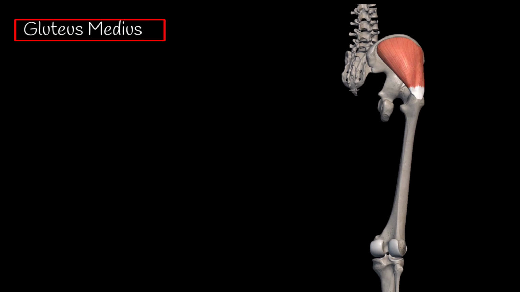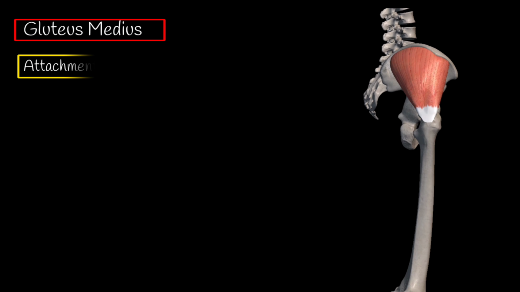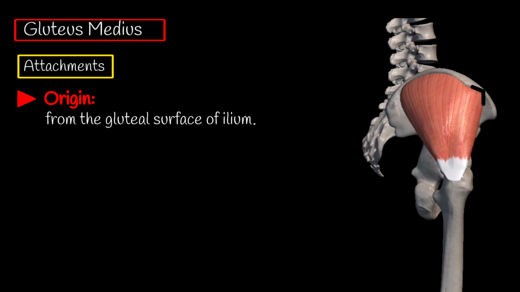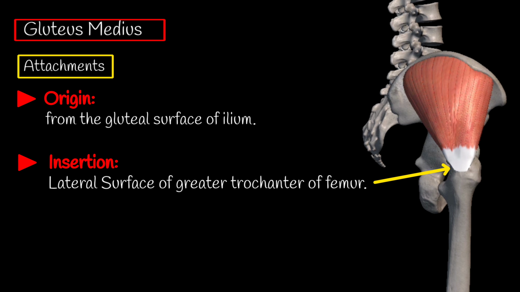The next muscle is Gluteus Medius. Gluteus Medius arises from the gluteal surface of ilium, between anterior and posterior gluteal lines. It is inserted on the lateral surface of greater trochanter of femur.